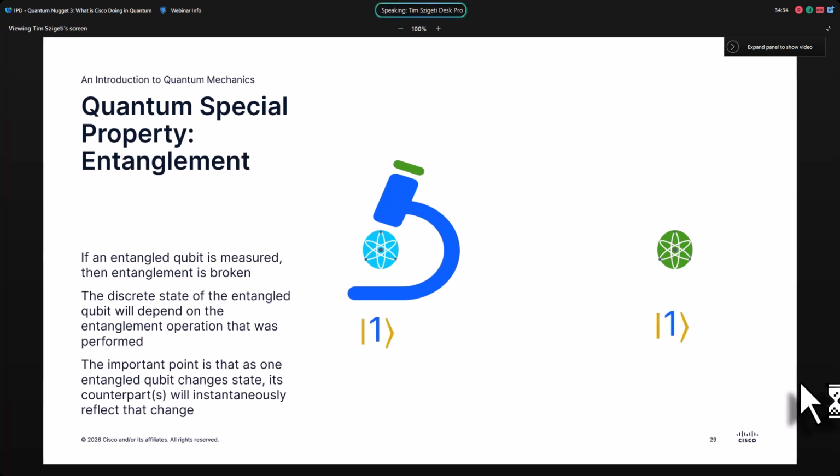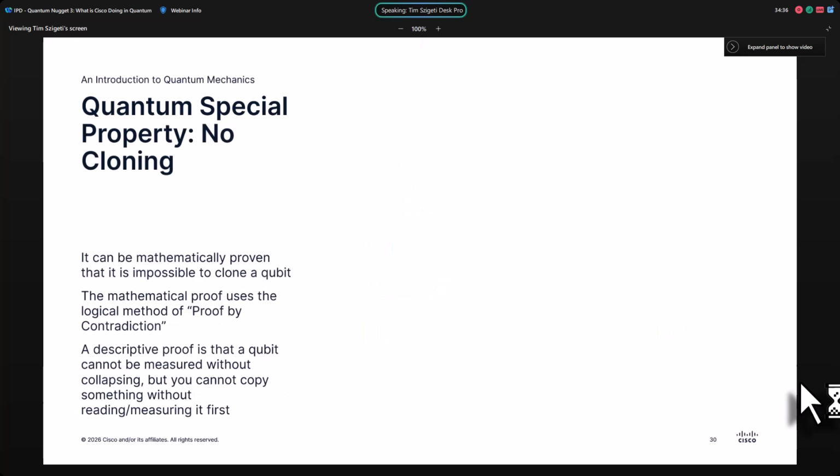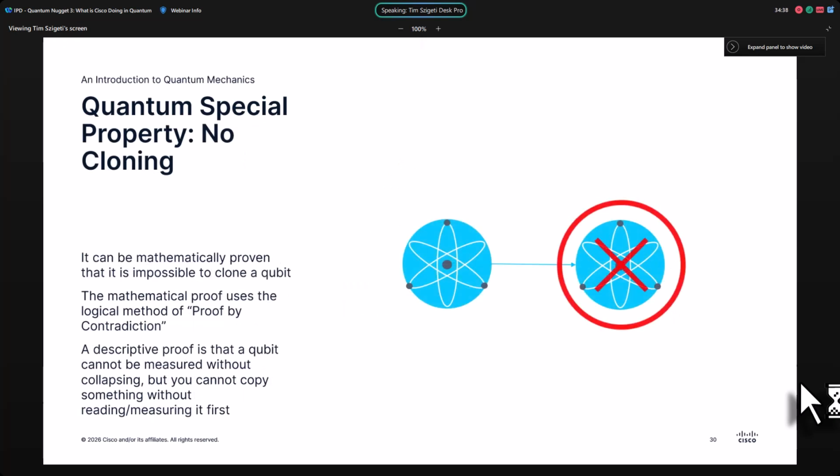quantum entanglement, if you do a measurement, it breaks the entanglement. And then the final key property that we want to talk about is no cloning. Intuitively, this should make sense. If I want to copy information, what do I need to do first? I need to read the information, right? I can't make a copy of something I haven't read or scanned somehow. Well, if I can't read something in the quantum state without collapsing the state, then I can't make an accurate copy of it.